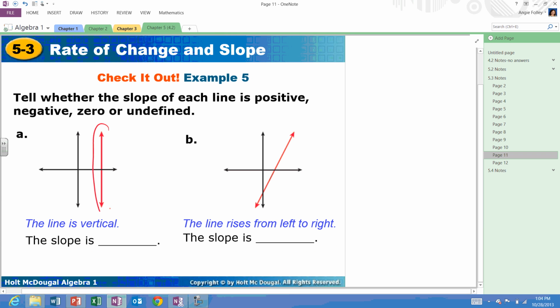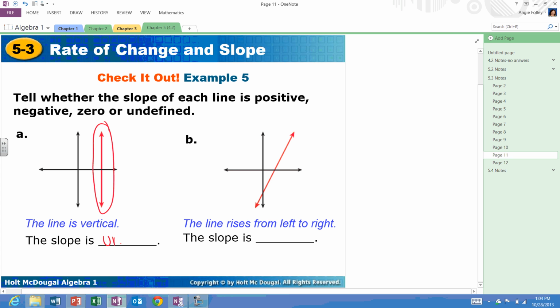So this, we have a vertical line. If it's a vertical line up and down, it's not 0, it's undefined. So be careful with that. Know that this is undefined. And then we have a line that's going up from left to right. So this is a positive slope.